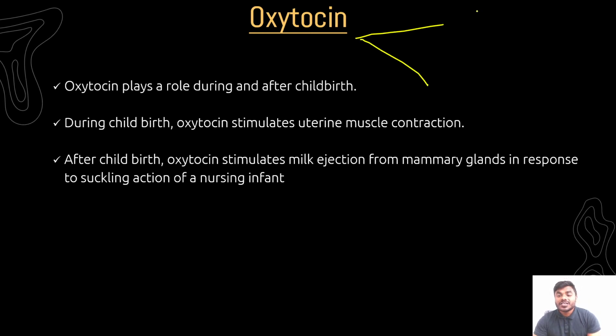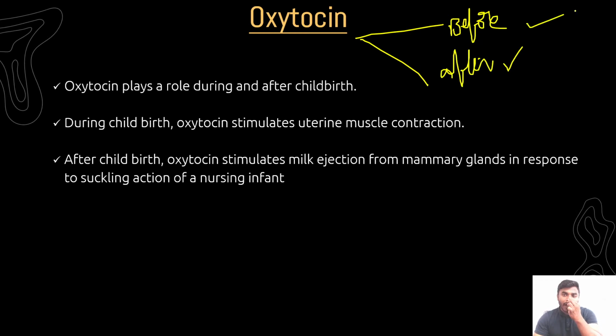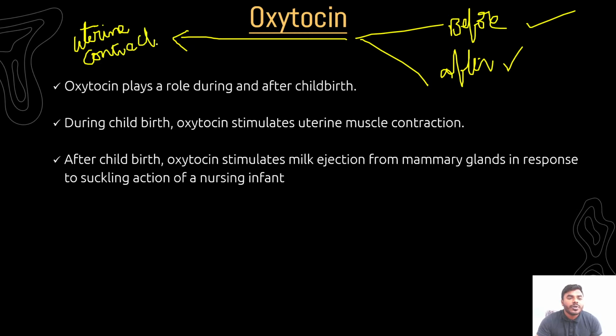Oxytocin plays a crucial role before childbirth. Oxytocin plays a crucial role after childbirth. Before childbirth, keep it in your mind, friends, oxytocin is exclusively required for the process of uterine contraction. Except uterine contraction, it does not have any role, because you know, right, during labor the vaginal and uterine muscles keep on contracting continuously, right? So how does that contraction occur? By the action of oxytocin only.